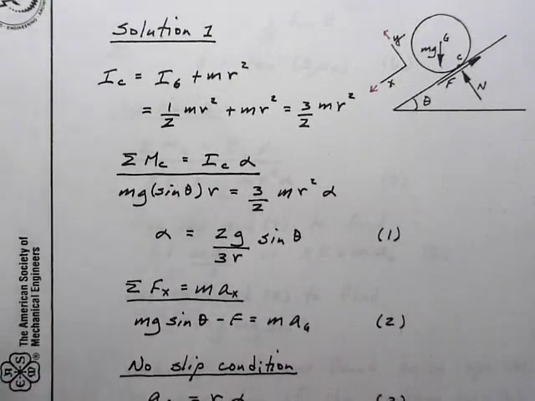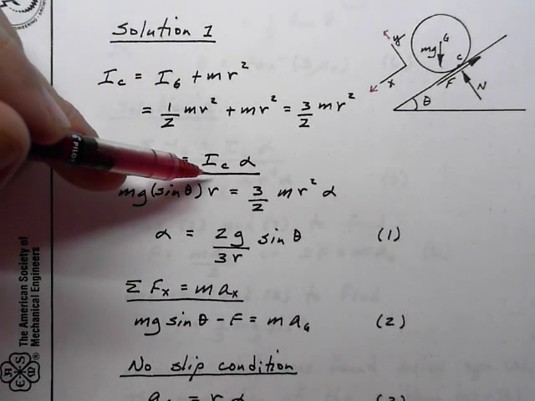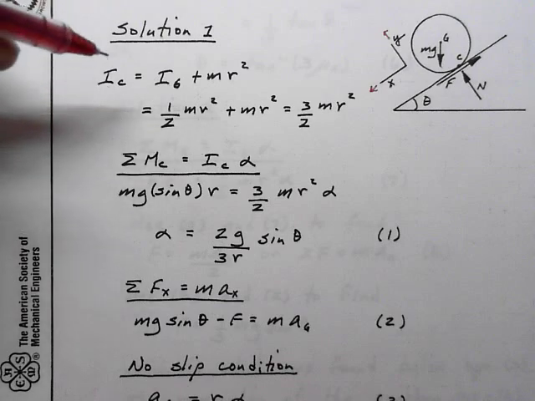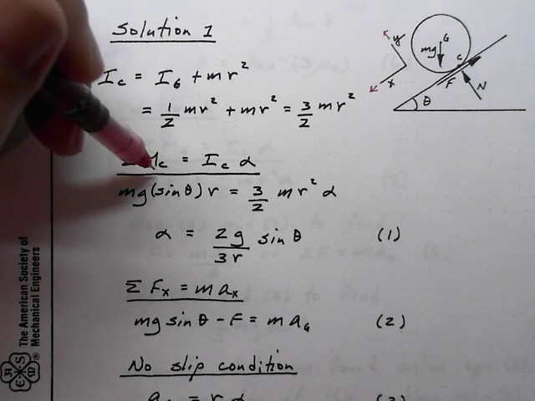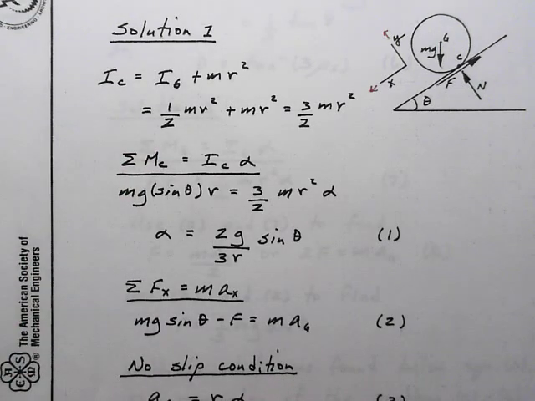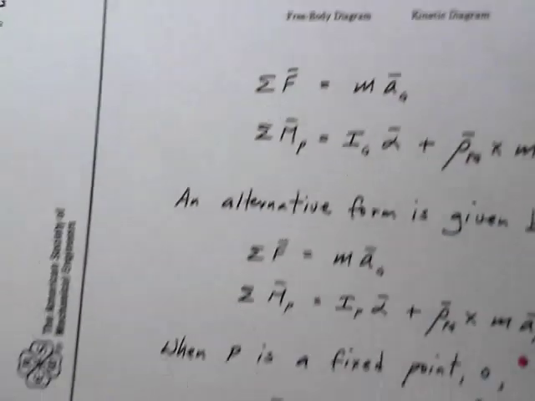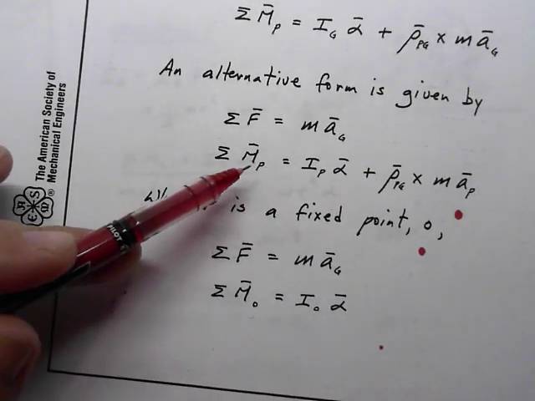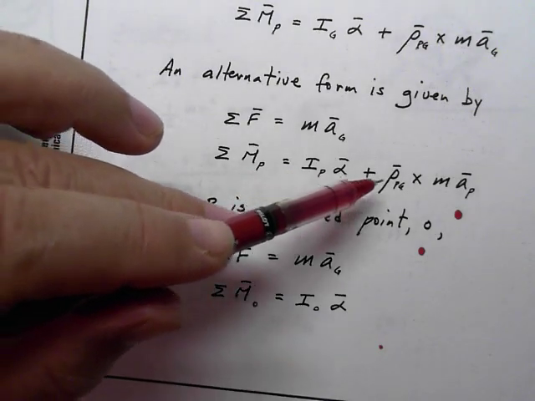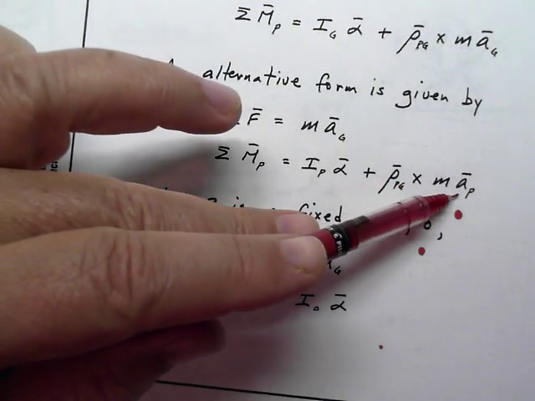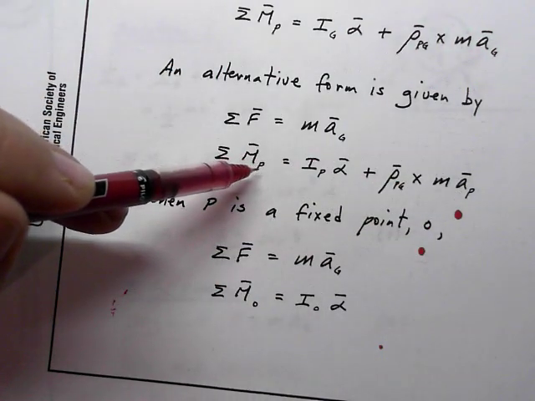Now we can say that the sum of moments about point C is the moment of inertia about point C times the angular acceleration of the disk. Sum of moments equals I alpha. Since this is not a permanent pin joint, why don't we have to add in another term? Let me go back to the notes earlier, because the version that we're using here is the sum of moments about any point we like is the moment of inertia about any point that we like times its alpha, plus rho cross m times the acceleration of this point where we're summing moments.